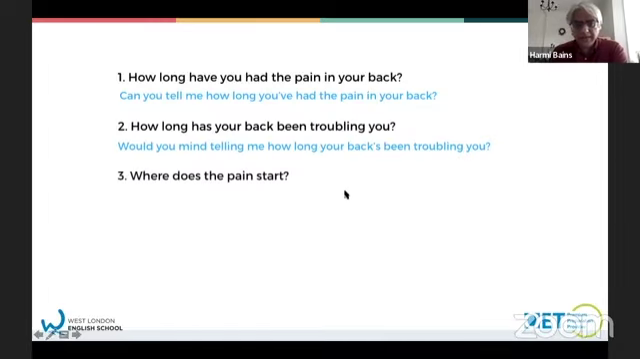Number 3, where does the pain start? Got a present simple question here, and there are 2 verbs. Got the auxiliary does, and the main verb is starts. So could you tell me where the pain starts? If you remember, we just don't need the auxiliary verb, like the past simple example we looked at earlier.